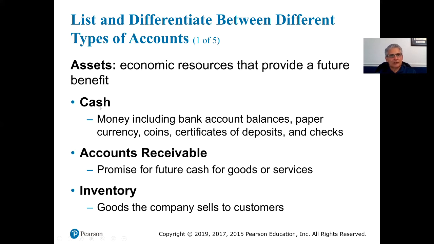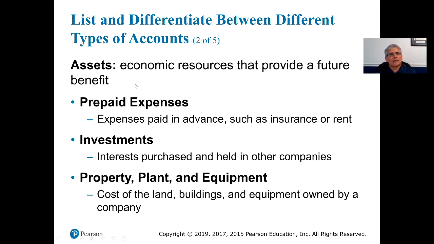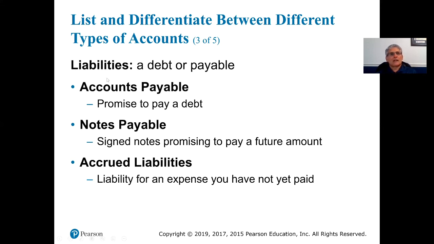You have assets, including cash, AR, inventory. Adding to that, prepaid expenses. Those are expenses paid in advance, such as insurance or rent. You may have investments, and you may have property, plant, and equipment. So those are all examples of assets. Examples of liabilities, the definition is a debt or payable. The way I described it to you is a future obligation. Example specific accounts that are liabilities include accounts payable, notes payable, and accrued liabilities.